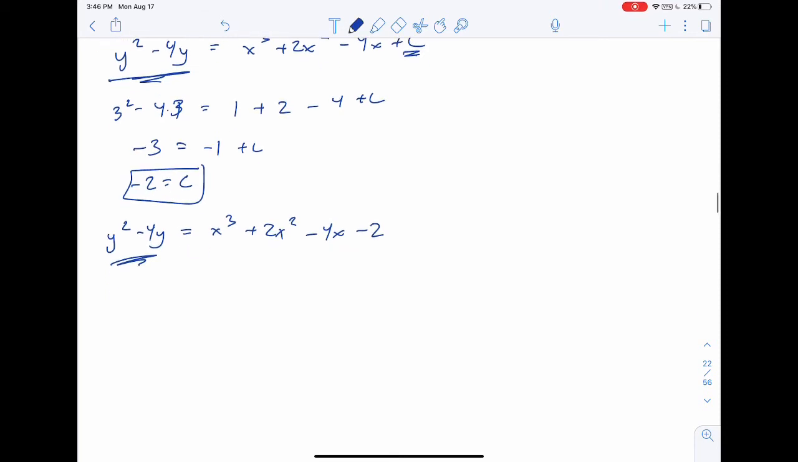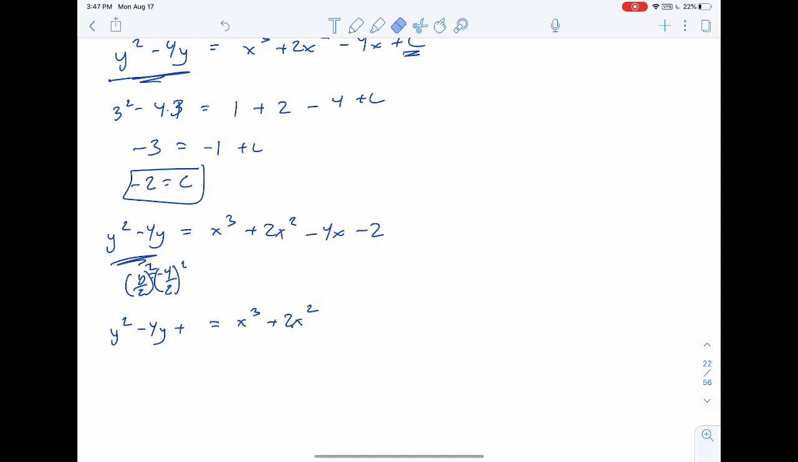So let's just go ahead and complete the square. b is negative 4, so I'm going to add negative 4 over 2 squared. So b over 2 squared gives me y squared minus 4y plus 4 is equal to x cubed plus 2x squared minus 4x plus 2.